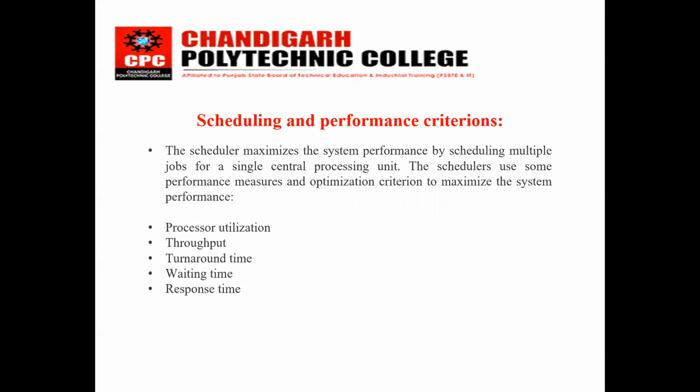The scheduler maximizes the system performance by scheduling multiple jobs for a single central processing unit. The schedulers use some performance measures and optimization criteria to maximize the system performance, and the parameters to judge the performance of CPU scheduling are processor utilization, throughput, turnaround time, waiting time, and response time. Now I'll explain all these five parameters.